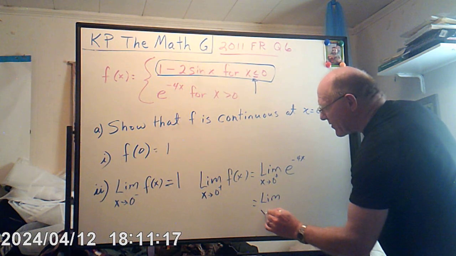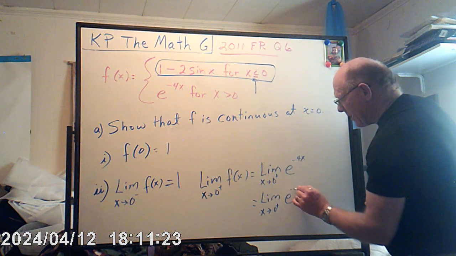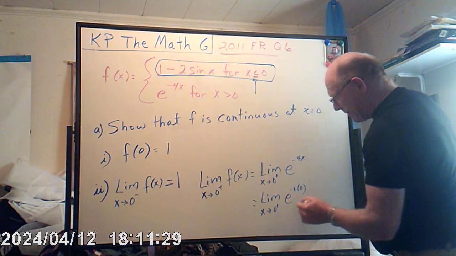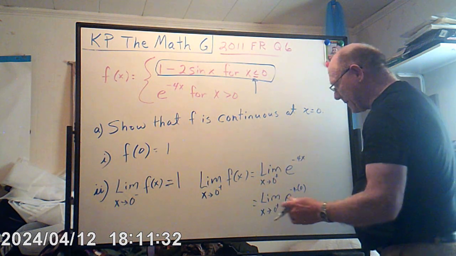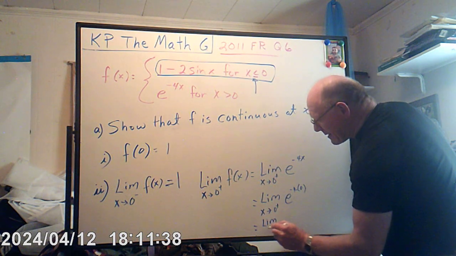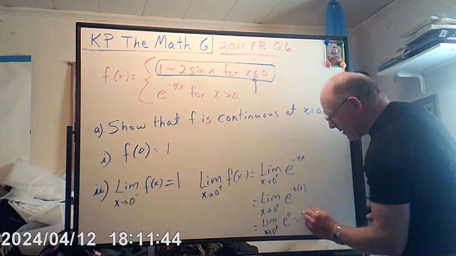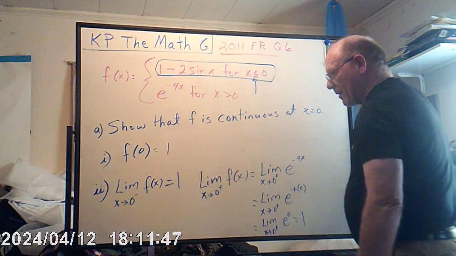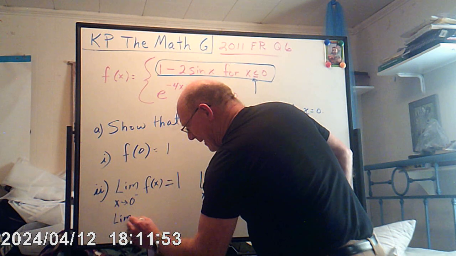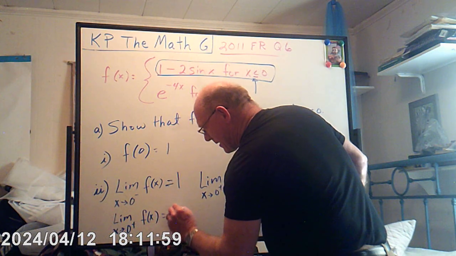So all we're doing is plugging that in. The limit as x approaches 0 from the right, e to the negative 4 times 0. Negative 4 times 0 is 0, so the limit as x approaches 0 from the right, e to the 0, and that is equal to 1. So it does equal 1. So this limit as x approaches 0 from the right, f at x, is also equal to 1.